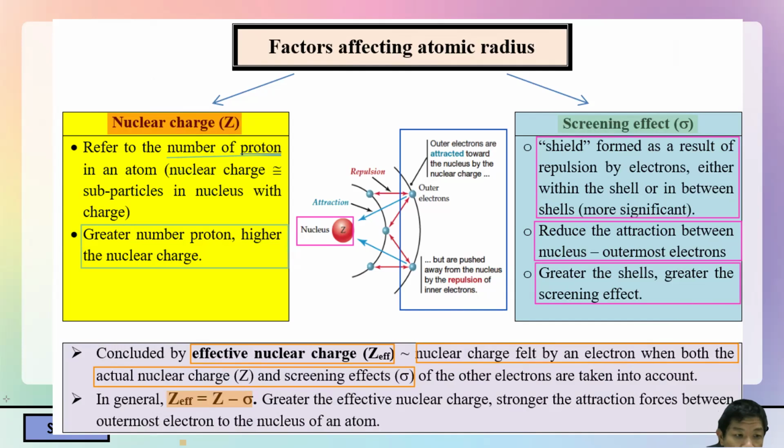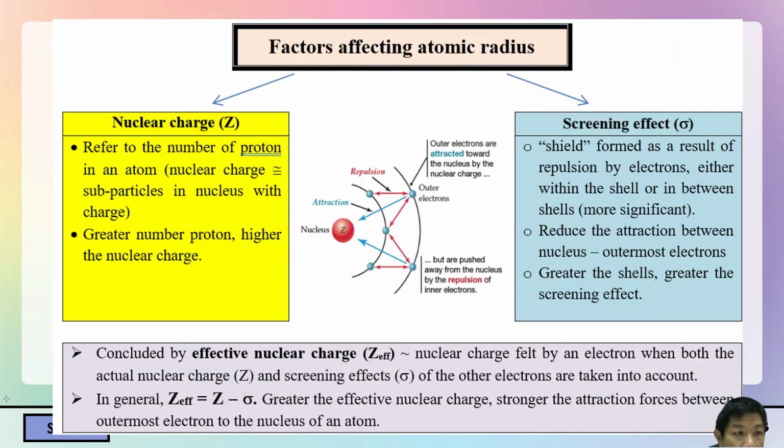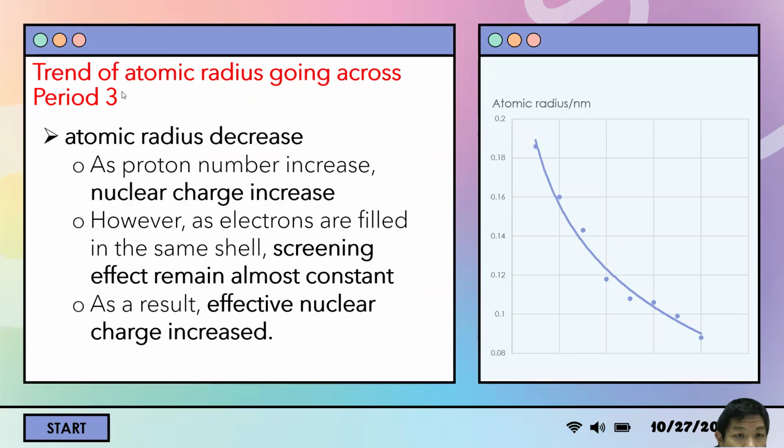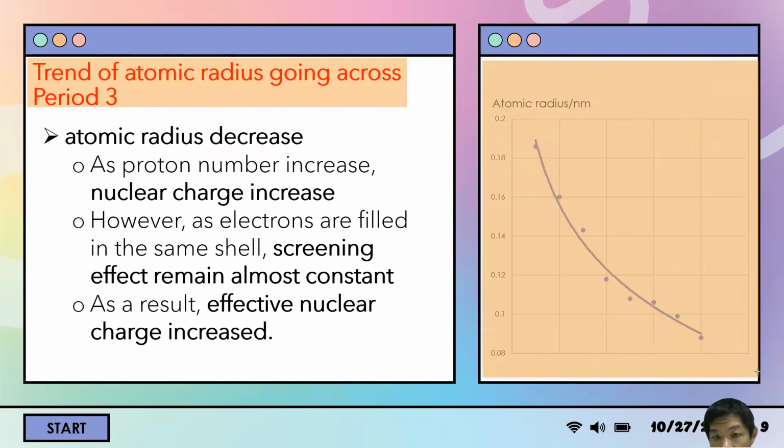So what is the trend of the atomic radius when going across a period and when going down a group, and how are we going to describe them? Let's start first with the trend of the atomic radius going across period 3. Generally, as you can see here, atomic radius decreases across the period. So how are you going to describe this?